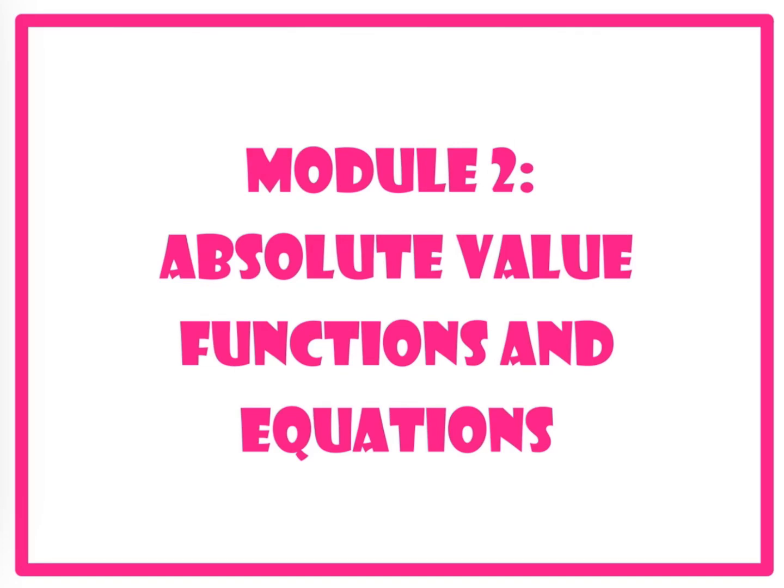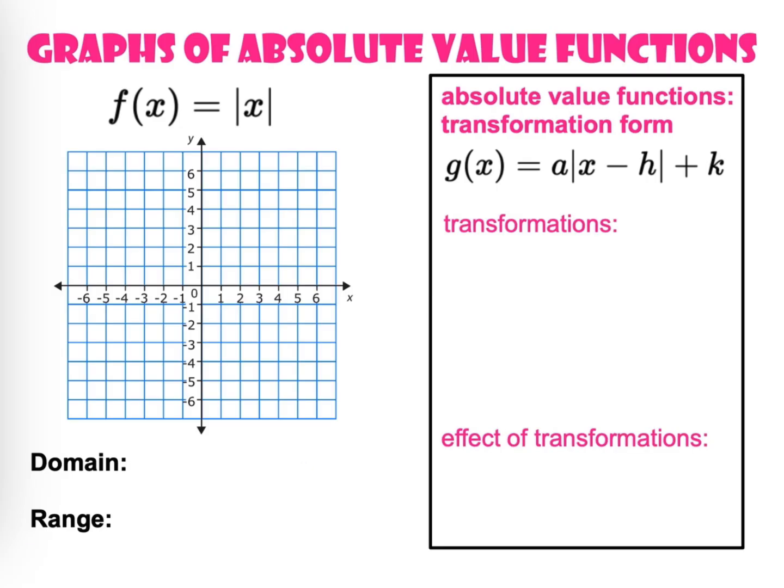The name of this unit is absolute value functions and equations. We'll start with the graph of an absolute value function. It starts at (0, 0) and goes up 1 over 1, up 1 over 1, up 1 over 1. But then on the left side, it also goes up 1, left 1, up 1, left 1, up 1, left 1. And we have this nice symmetry on an absolute value graph.